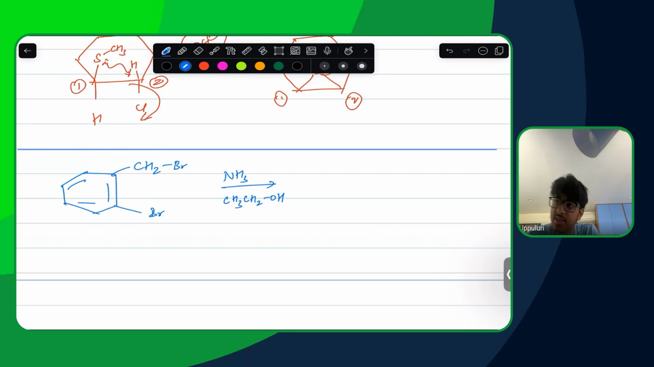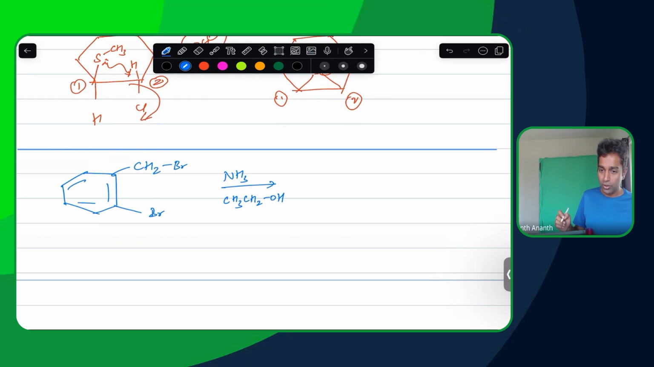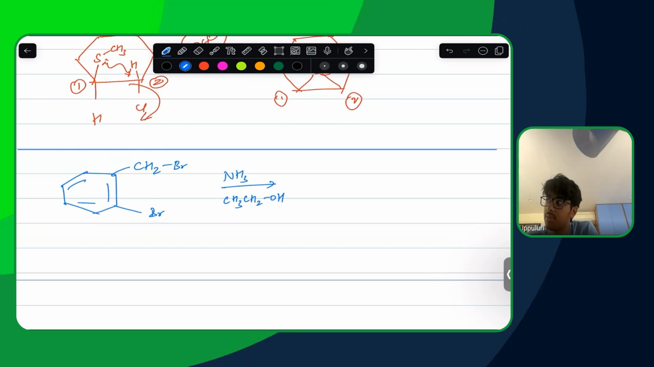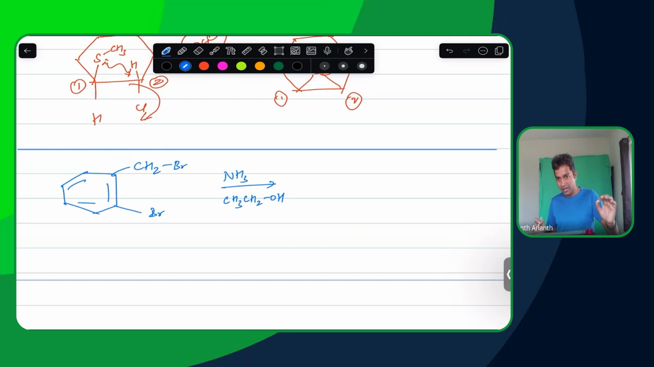Because if it was polar protic, then the water molecules would accumulate around the nucleophile. And which part of the water molecule will accumulate? The hydrogen. Correct, hydrogen bonding. So the hydrogen, being smaller, will accumulate around the delta minus or the nucleophilic center, which will prevent it from attacking more comfortably. Right? When will the accumulation be more?